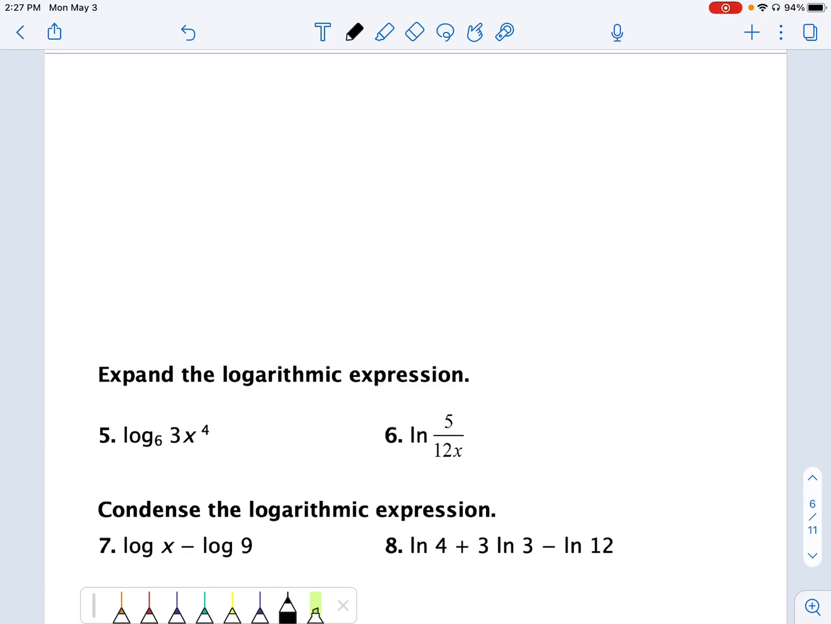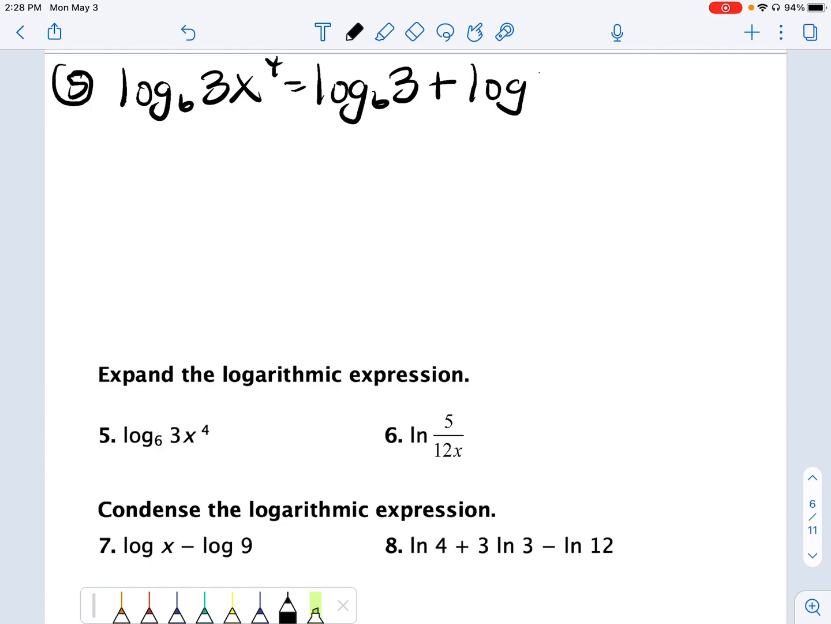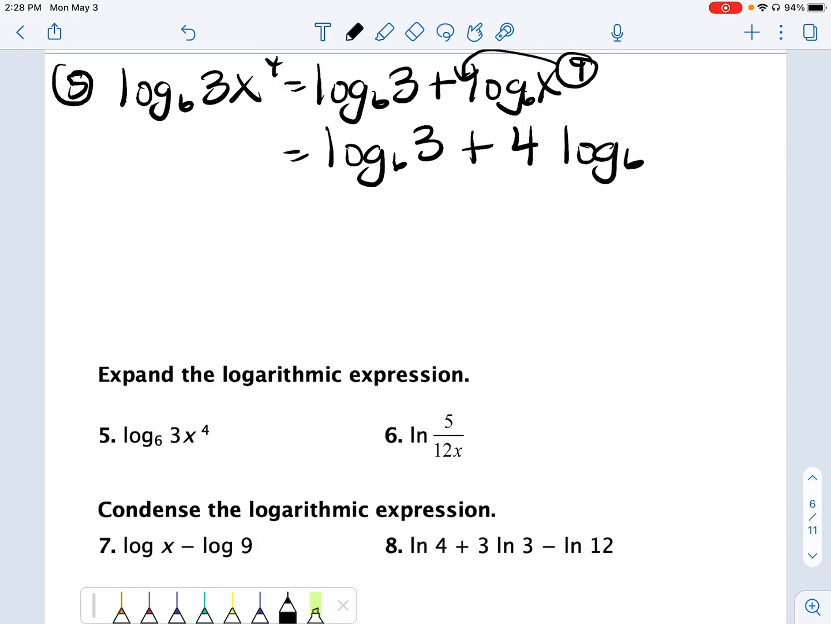Okay, let's do this first one, number 5. So it's multiplication, log base 6, 3x to the 4th. There's my multiplication. I'm going to change that to log base 6 of 3 plus log base 6 of x to the 4th. Now I'm going to take that 4, I'm going to move it up front, and it becomes log base 6 of 3 plus 4 times log base 6 of x. That's fully expanded.